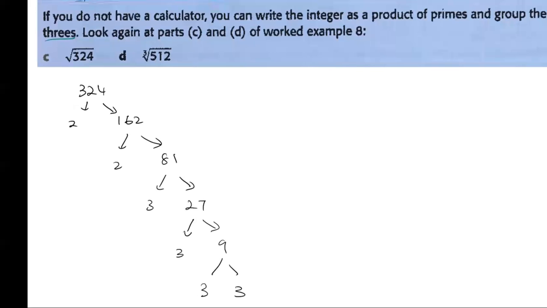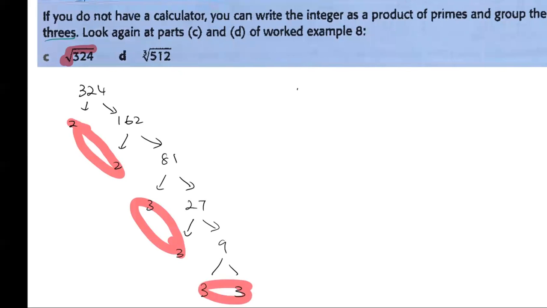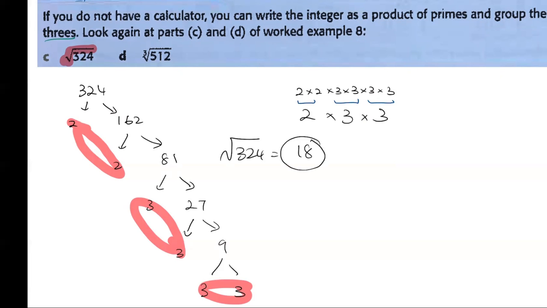Let's group them into pairs because we're looking for squares. So you can see here, 1 pair, 2 pairs, and 3 pairs. So now I have 2 times 2 times 3 times 3 times 3 times 3. So I group them into pairs here. When I'm looking for the root, I'm just going to take one number from each pair, which is 2 here, 3 here, and 3 here. So this is the square root of it. 3 times 3, 9, 9 times 2, 18. So the square root of 324 is equal to 18.